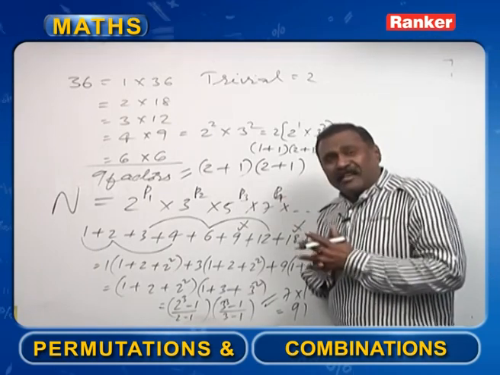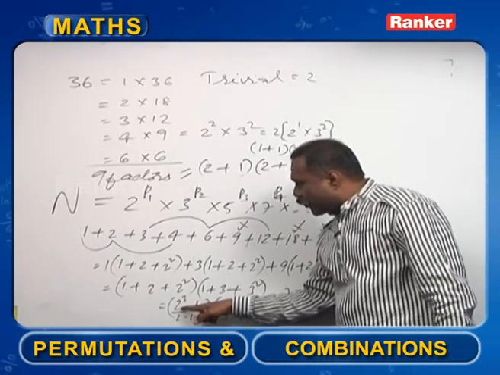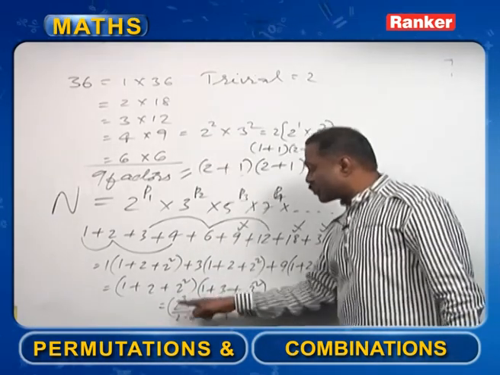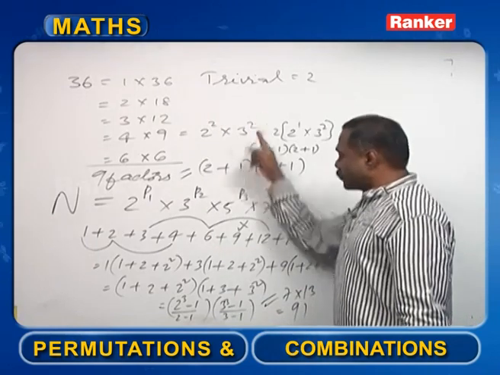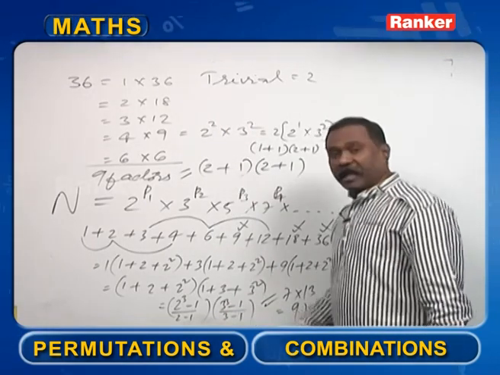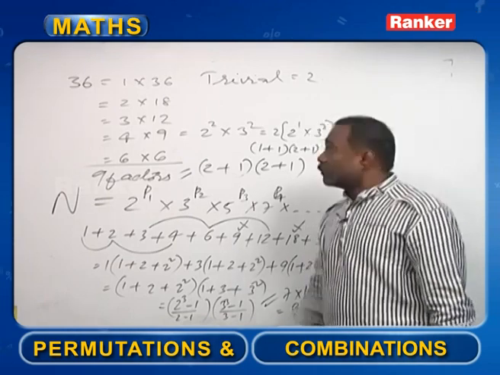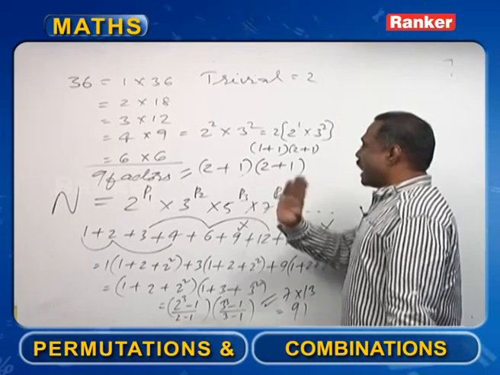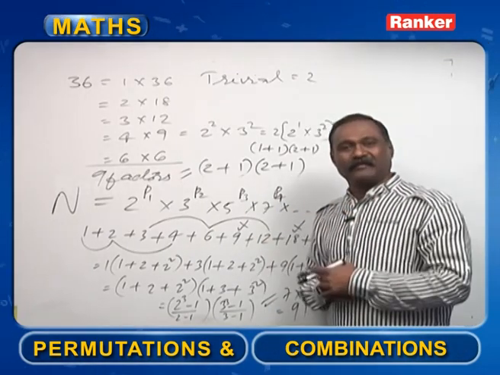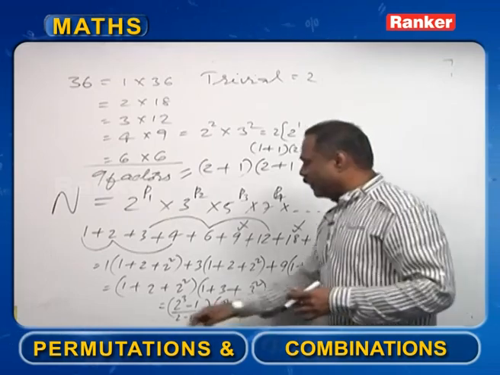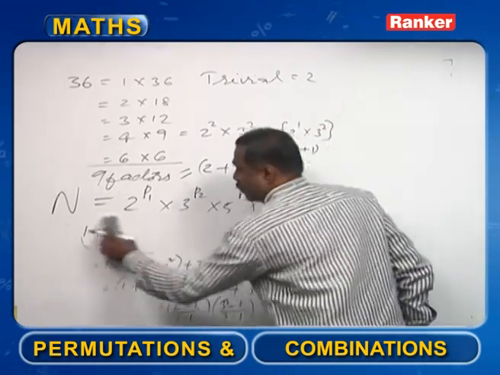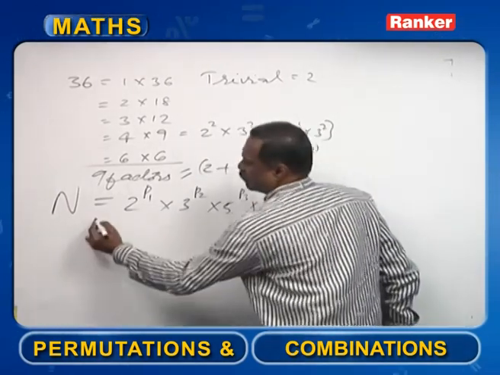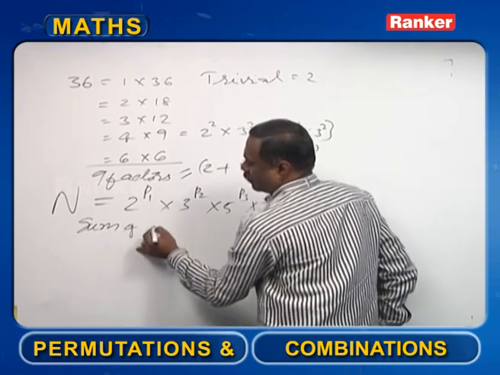So what we need here is to generalize this formula. This is 2 cube, that means 2 power 2 plus 1, minus 1 upon 2 minus 1. 3 power 2 plus 1 minus 1 upon 3 minus 1. Understand it carefully. That means 1 is added. Okay, so for n, can you say, anybody, the sum of all the factors or divisors? Can you try it?